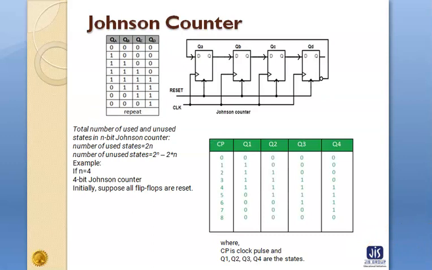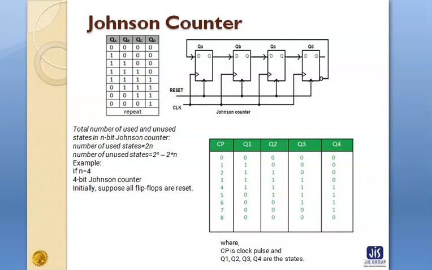Now the Johnson counter. Okay, the Johnson counter is a modification of the ring counter. In this Johnson counter, the inverted output of the last stage flip-flop is connected to the input of the first flip-flop. Okay, if we use n number of flip-flops to design a Johnson counter, it is known as a 2n bit Johnson counter or mod 2n Johnson counter.